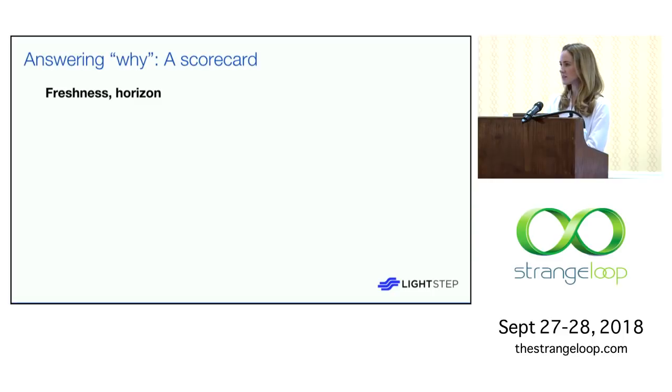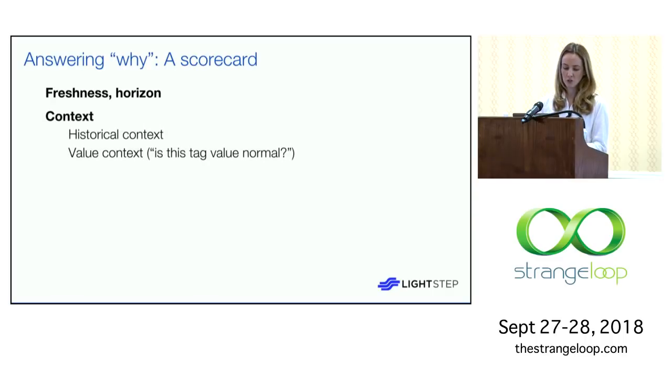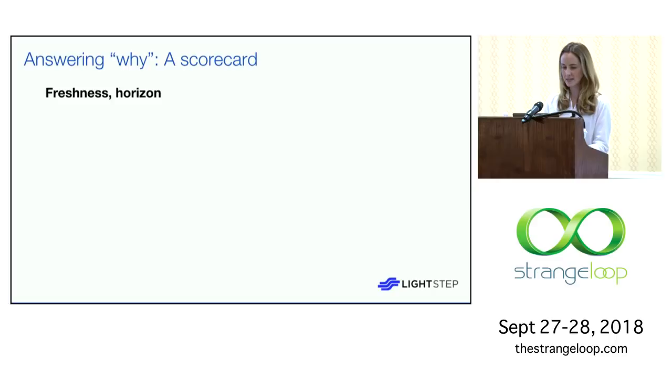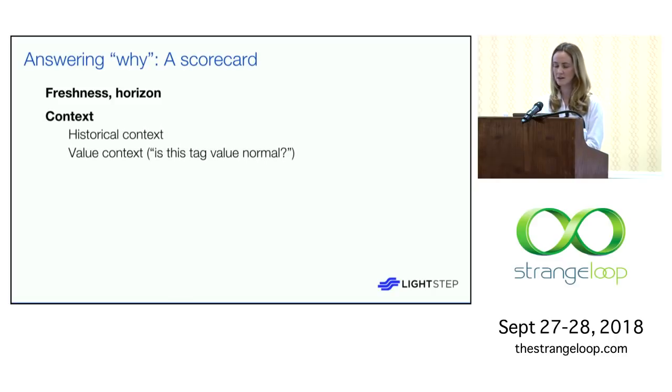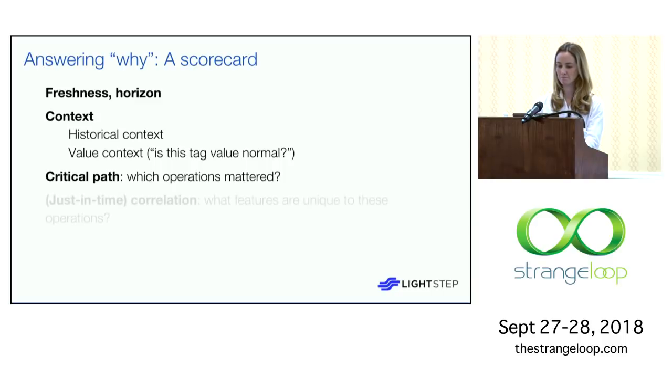Then all of the other things on this scorecard you'll notice are things about reducing the data. So one thing that was helpful was context, looking at historical context to understand if it was normal. Another thing that's really useful is looking at value context, like if you see a value for a particular tag or attribute of the data that looks weird, can you get some context to understand whether that was different than other normal requests? A third thing that was important is the critical path, helping us rule out a bunch of things that happened in parallel but didn't actually matter to the response time of the request.